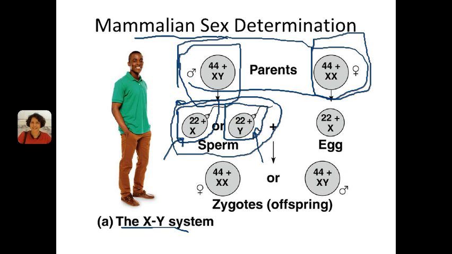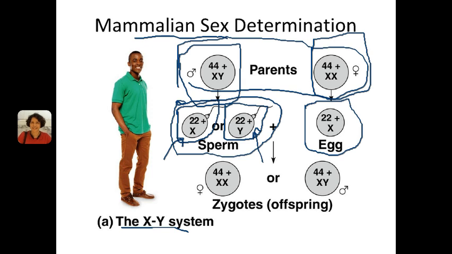And then the female, the mother in this cross, when she makes eggs, all her eggs, 100% of her eggs, are going to have 22 chromosomes, the autosomes, plus one X chromosome. In all of these cases, the 22 chromosomes refer to the one set of autosomes.